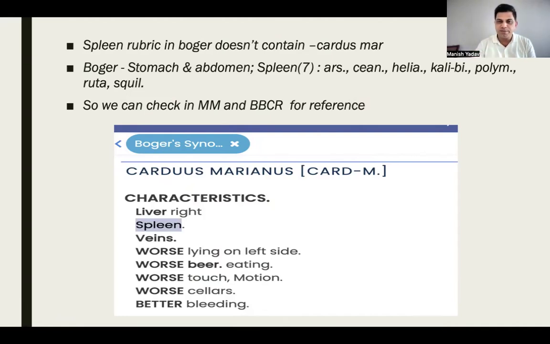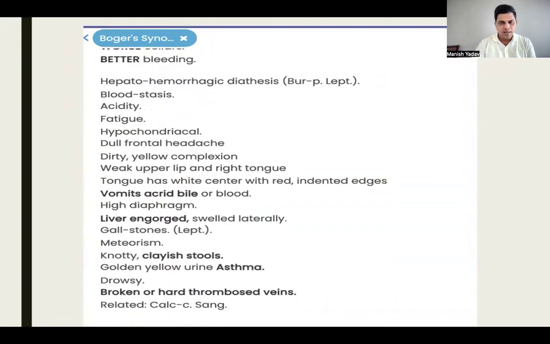So when you go and you see in the book, you can check here, better by bleeding. It's one of the features. And the first line that is written is hepatohemorrhagic diathesis. So it is a remedy for liver, gallstone, and so many other things. But it is hemorrhagic diathesis. So liver is affected and the blood vessels are also affected. So portal circulation, hemorrhoids, nose bleeding happening. Those are the features of this remedy.